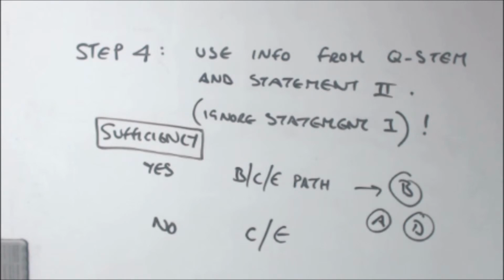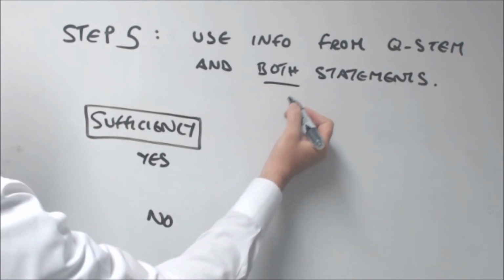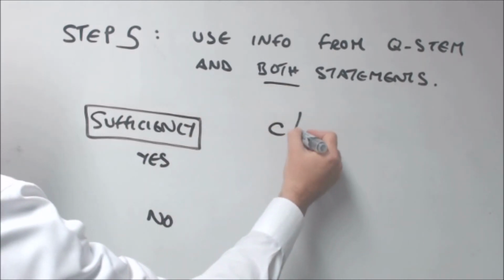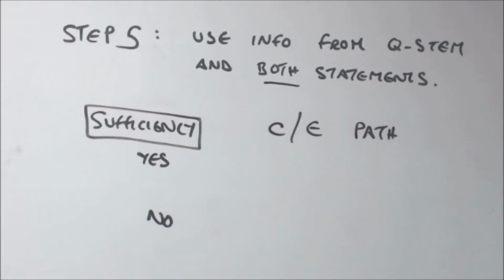But the only time we care about the CE option is if we haven't established A, B, or D as possible answer choices. In other words, we only put the two statements together when neither statement is sufficient by itself. So the final step in some questions, a lot of questions you won't need to do this step in data sufficiency, is to combine all the information. The question stem, statement 1, statement 2, put it all together.